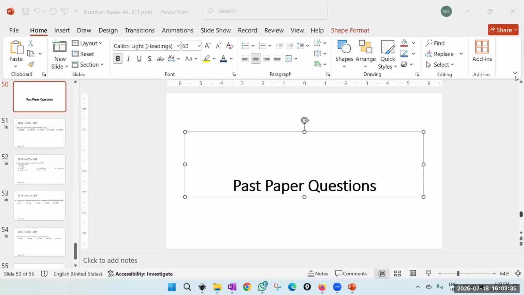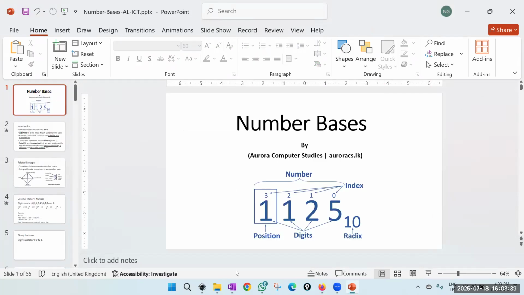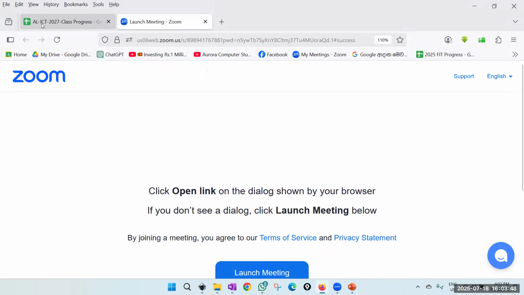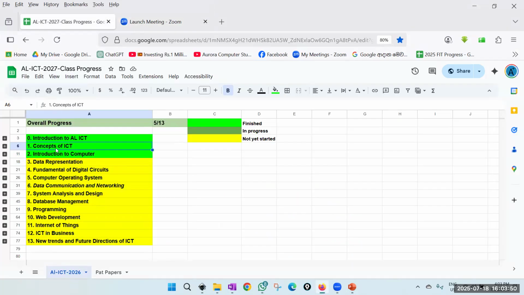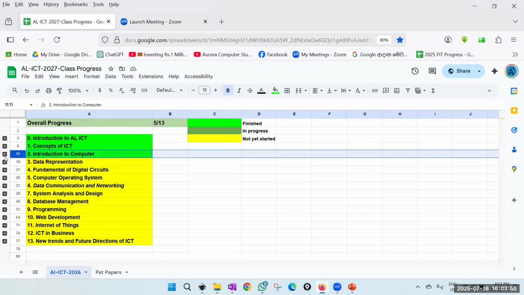Okay, good afternoon. Right, so today we move on to our third topic in your syllabus, that is representing data in computer. Okay, so now we have done topic one, introduction, concept of ICT. Topic number two, introduction to computer. We have done all the subtopics.